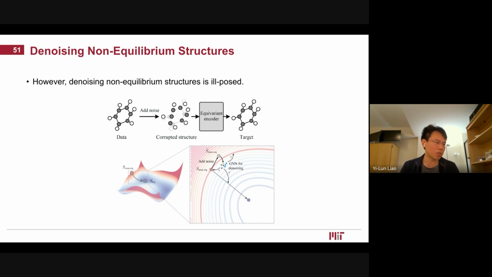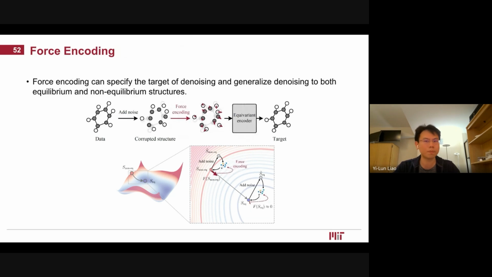However, denoising a non-equilibrium structure is not well defined, but ill-posed. The intuition is that non-equilibrium structures have non-zero forces, and atoms are not confined to a local energy minimum and can have more possible positions. So the bottom figure shows the target of denoising is not unique when we denoise a non-equilibrium structure. The three structures denoted by the question mark here can be the possible target. The target can be the original non-equilibrium structure, some structure on the relaxation trajectory, or even some other structure far away from this relaxation trajectory. There is no way to specify which structure we should denoise.